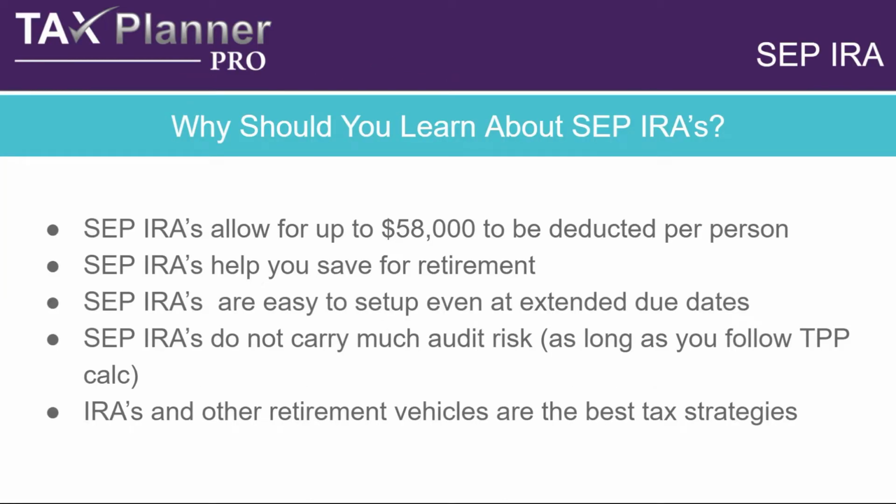So first things first, a SEP IRA allows you to put up to $58,000 per person into this IRA and to take a tax deduction for it. So that's $58,000 if you maxed it out, and that's the 2021 limit, coming right off the top of your taxable income. Helps you save for retirement.